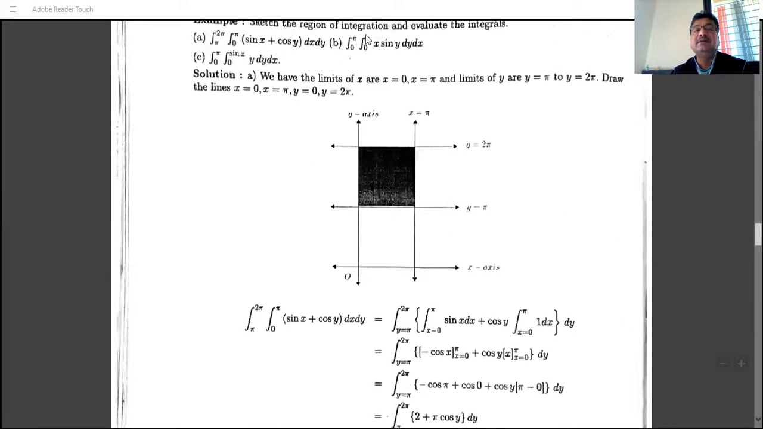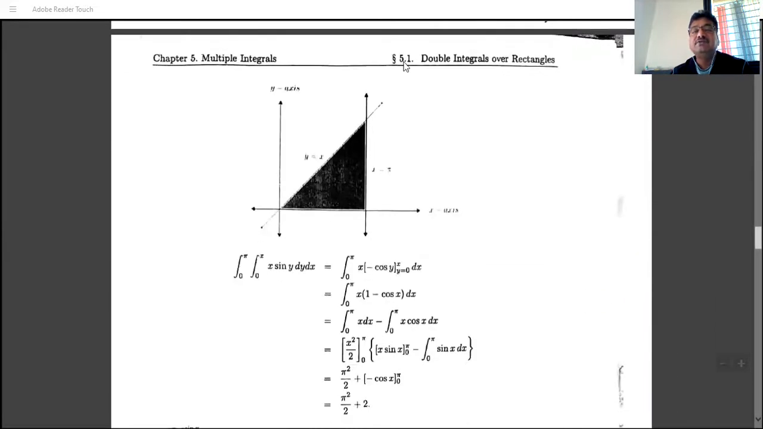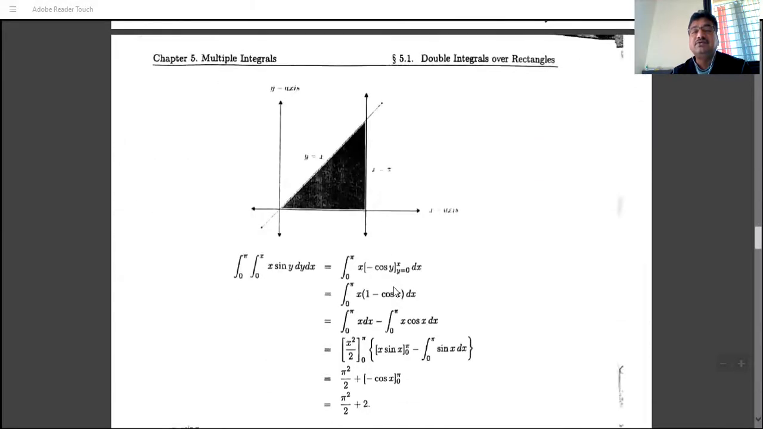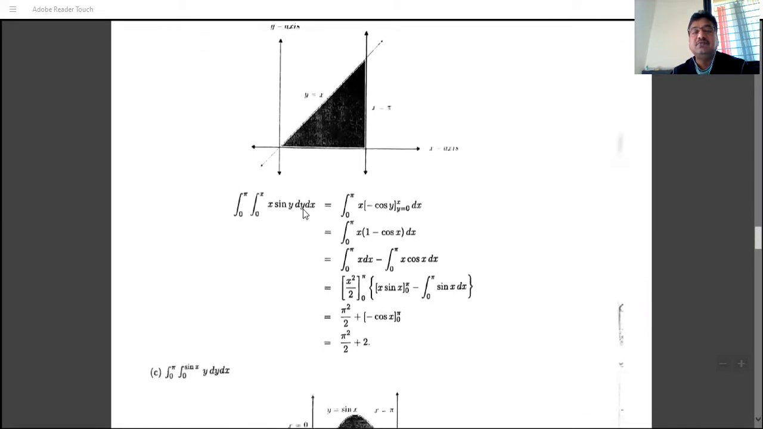Similarly, the next problem is to draw the lines y is equal to 0, y is equal to x. So y is equal to x like this. Y is equal to 0 means the x-axis, and x is equal to 0 means the y-axis, and x is equal to pi is this line parallel to the y-axis, and this is the region of integration. And then integrate with respect to y first, because we cannot integrate with respect to x first without changing the limits. If I have to change the variable, then consider a strip parallel to the x-axis.